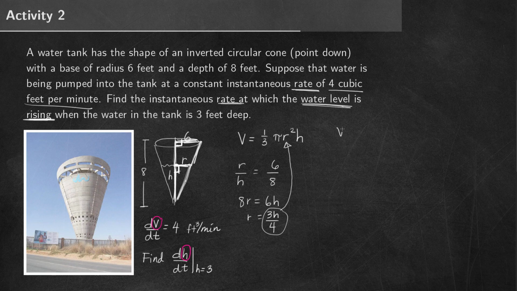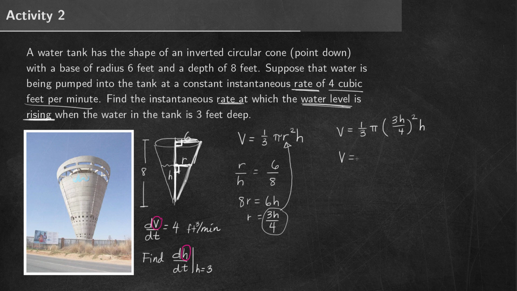I know that r equals 3h over 4. So now my volume equation becomes 1/3 pi times (3h over 4) squared times h. Now I have an equation that only has my two variables V and h. That's exactly what I want. I'm not going to take the derivative yet, though. I want to simplify first, because right now I've got an h squared term times another h, and I don't want to have to do product rule. It makes more sense to simplify this first.